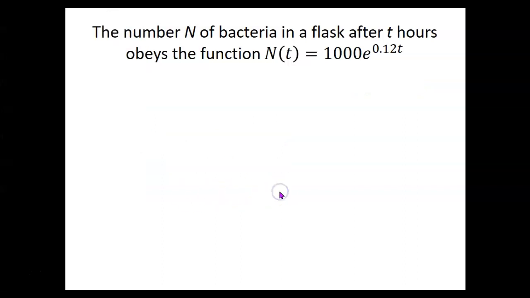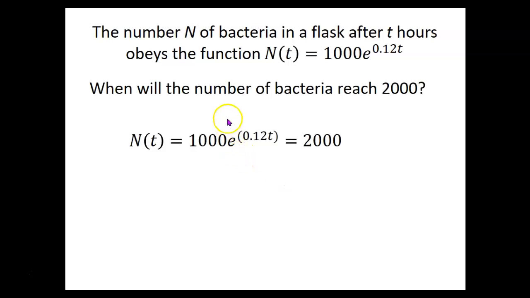Now, on to part C. When will the number of bacteria reach 2000? When means what time, what t, will the number of bacteria, will n of t, be equal to 2000? So this is asking, what does t have to be before the value of this function, 1000 e to the 0.12 t, is equal to 2000? So that gives us an equation that we have to solve for t.